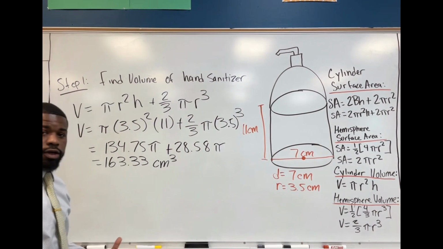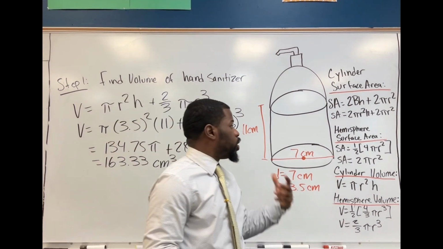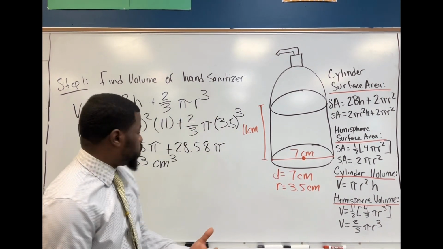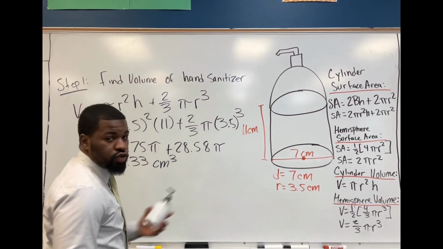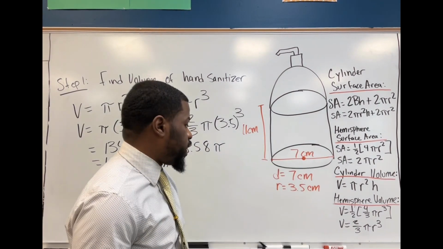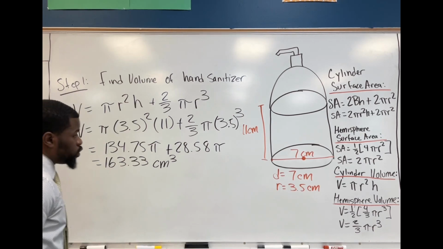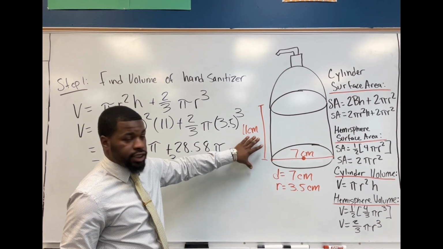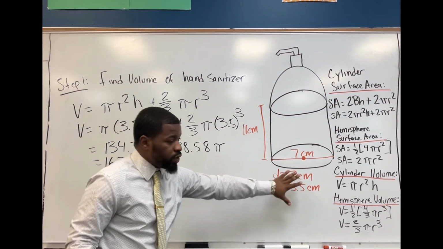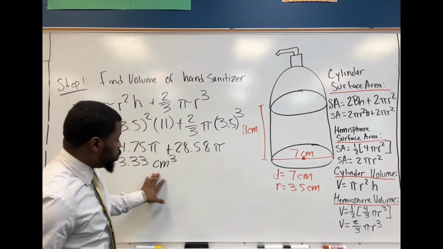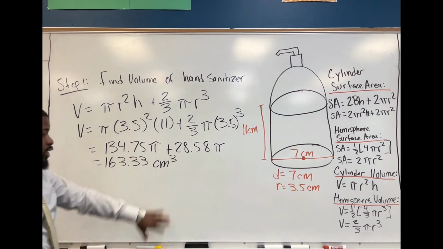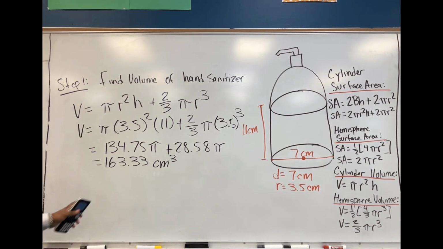When you're dealing with volume, it's in cubic units, and cubic units represent a three-dimensional shape. So this is considered a three-dimensional shape. This hand sanitizer is a three-dimensional shape. So when we find our unit rate, we utilized centimeters to find the measurements of the outside, but when we want to find the volume inside and it's a three-dimensional shape, you're going to put the unit value as centimeters cubed. So this is our answer.